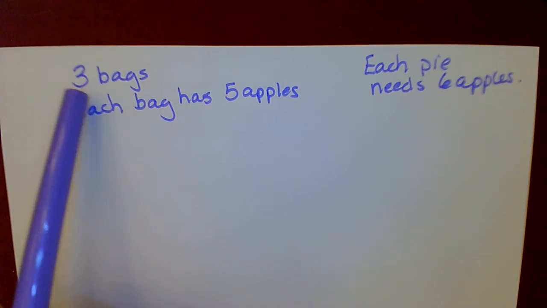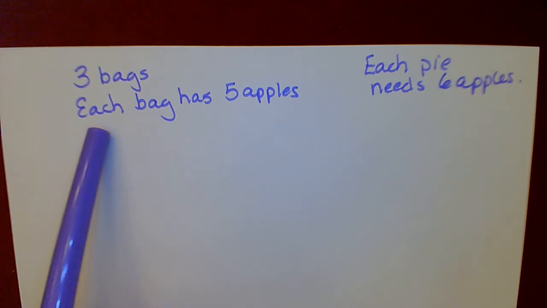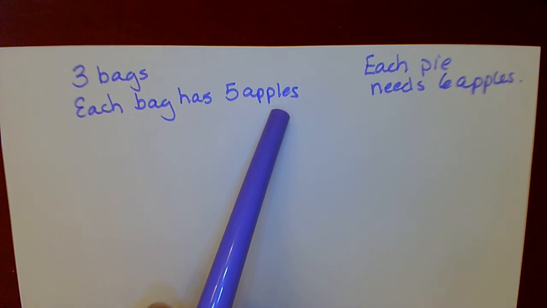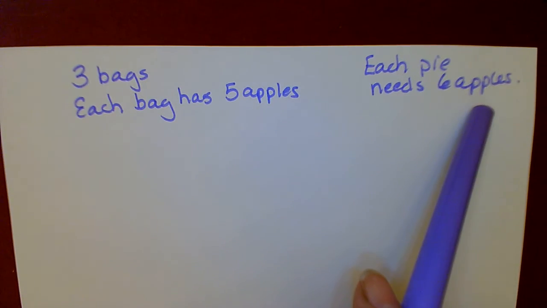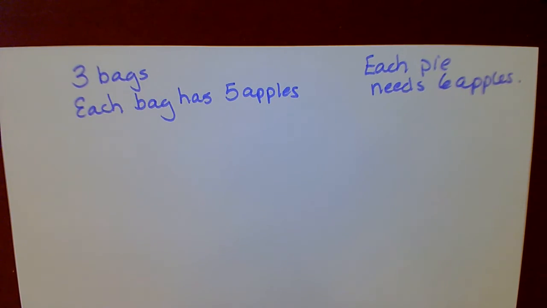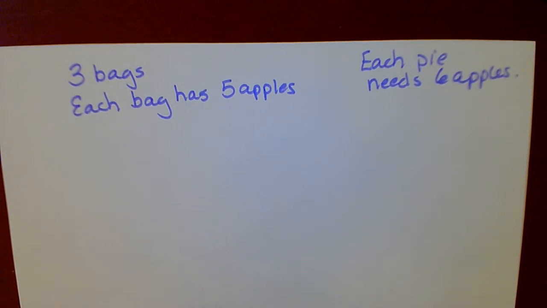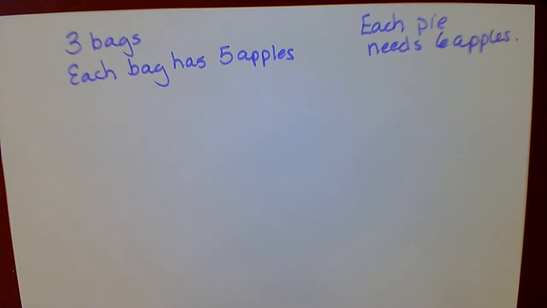So again, I have 3 bags of apples. Each bag contains 5 apples. And when I bake my pies, each pie needs 6 apples. How many pies can I bake? So now I don't have any manipulatives. So instead, I can just draw it.